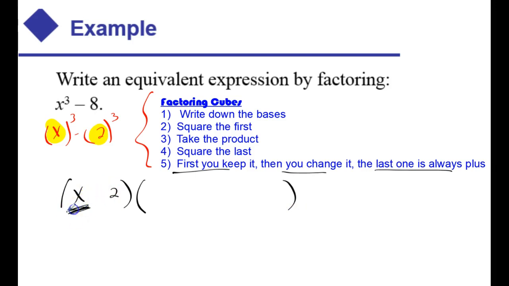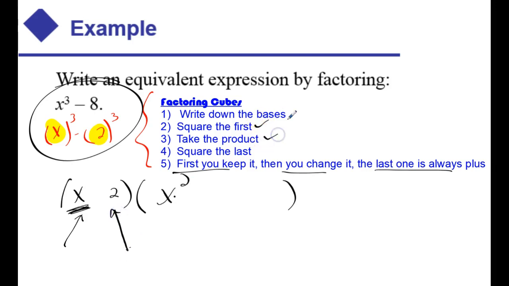So it says, square the first base. So don't look up here anymore. Look down here. So the first base is x squared. First you square the base. Now we're taking the product. So the product of the bases, well, the first base is x. The second base is a 2, so it says take the product, so that's just 2x.